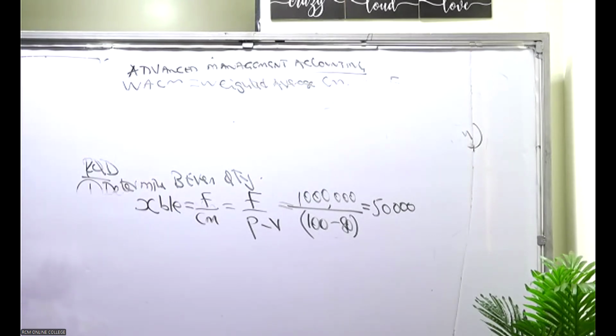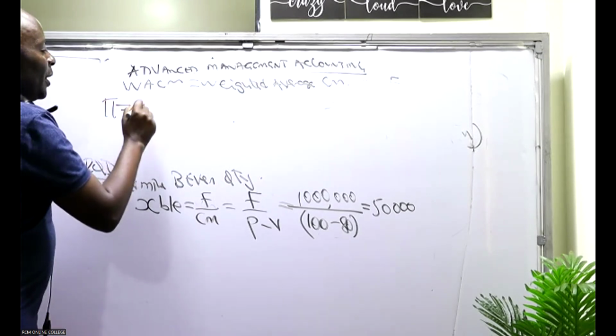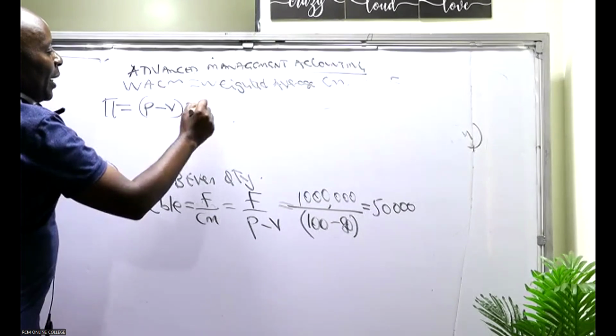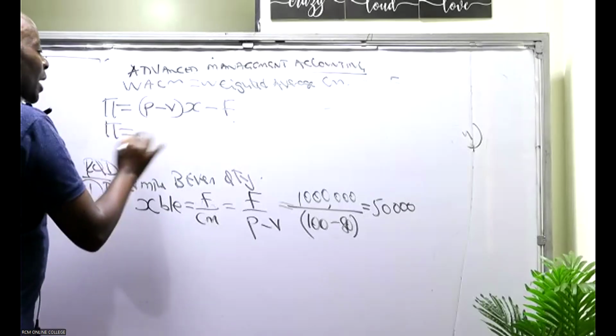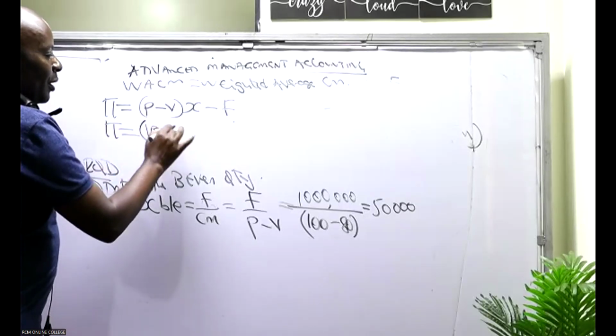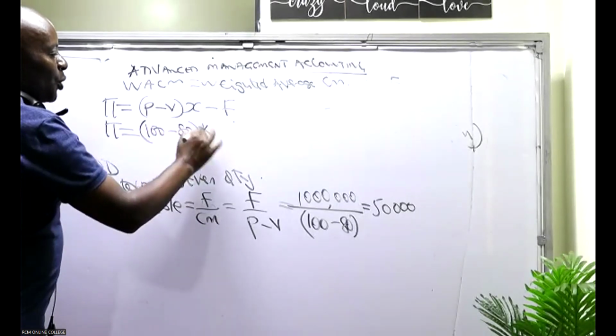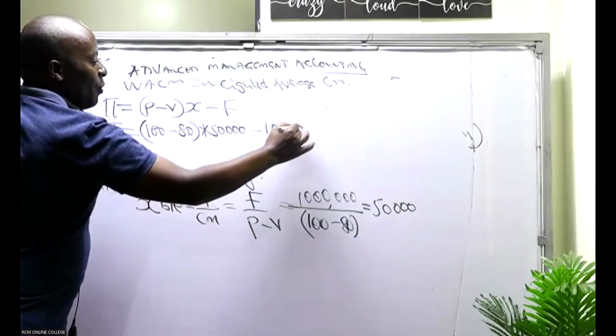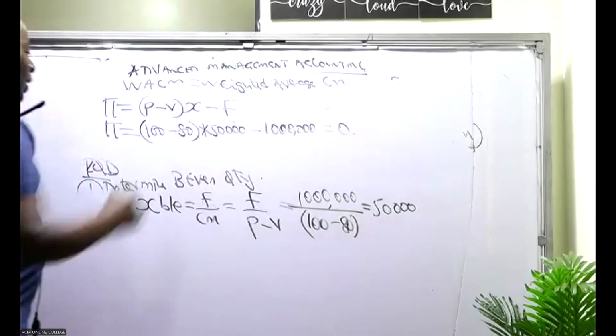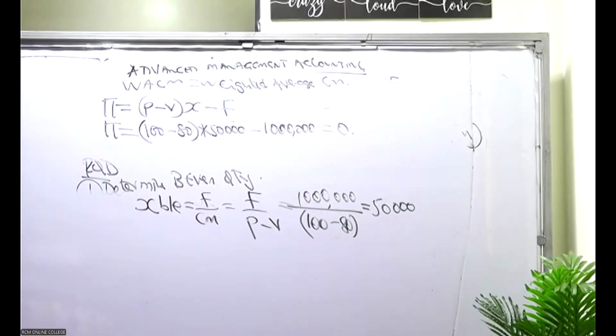I even gave you a formula. I told you our profit is P minus V multiplied by X, minus fixed cost. If you want to prove that you're right, then our profit here: the selling price is 100, variable cost is 80, you've told me to sell 50,000 units, and the fixed cost is $1 million. I'm 100% sure if you take up your calculator, this will give us zero profit.